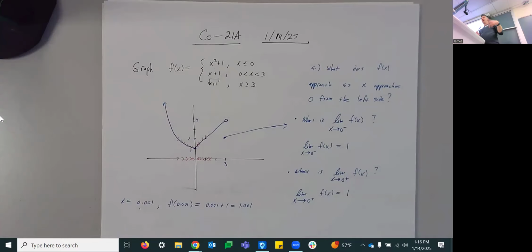I'm going to say that a lot, might get kind of annoying, but the whole thing about limits is you're just asking, what's this y thing doing as x is getting really, really close to this particular value?